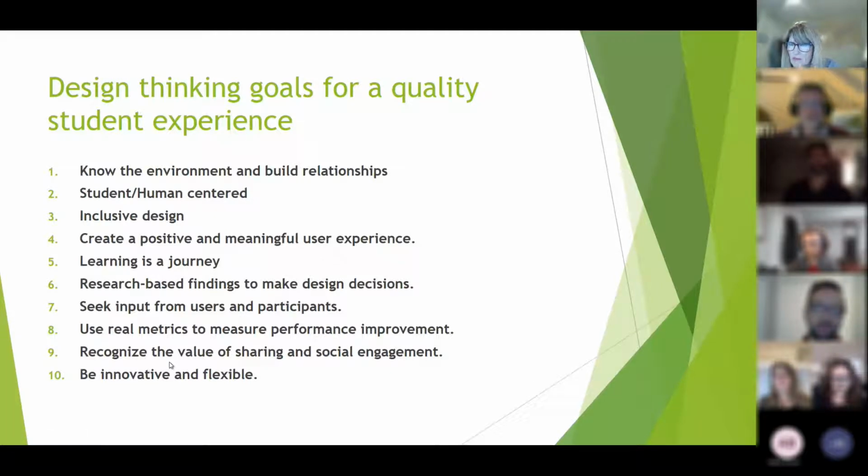It's part of the curriculum design, but it's also part of bringing in skills that the students need to learn, and then recognize the value of sharing and social engagement, and then be innovative and flexible. This is just the base for designing a quality student experience in general.